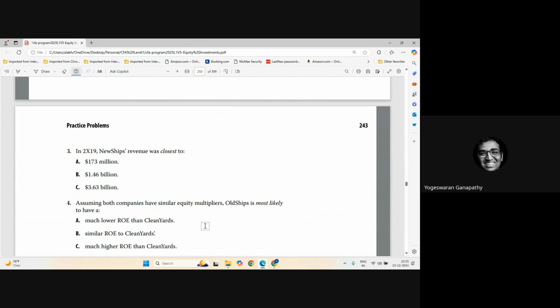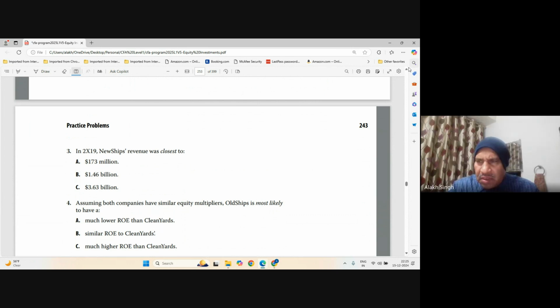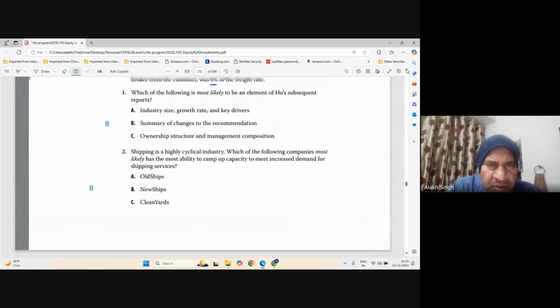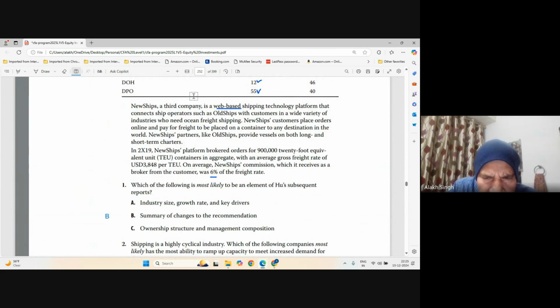New ships revenue was closest to what? Okay, let's calculate. New ships revenue, it was given here, no? This is new ships commission. On an average, new ships received as a broker from the customer 6% of freight rate. And what was the freight rate?